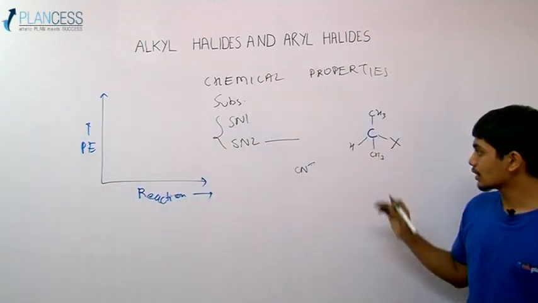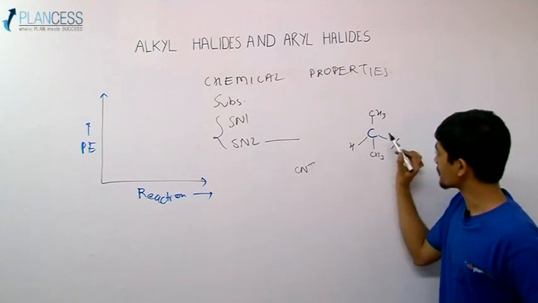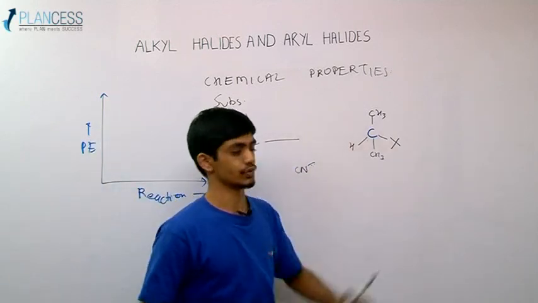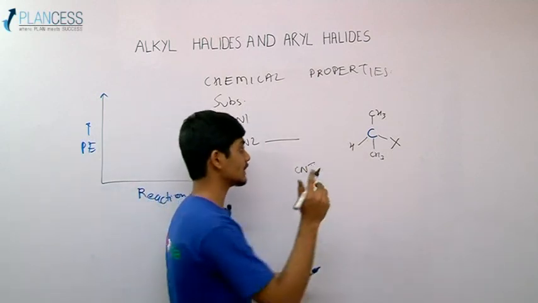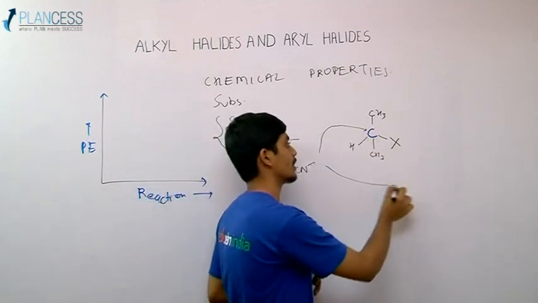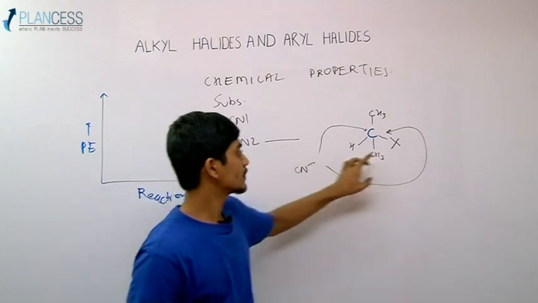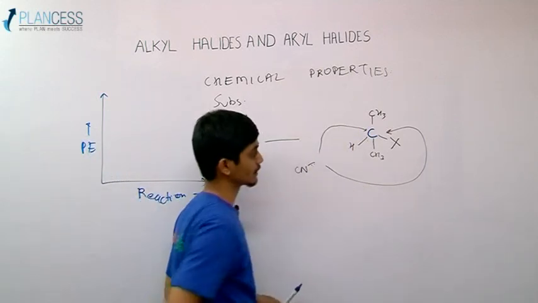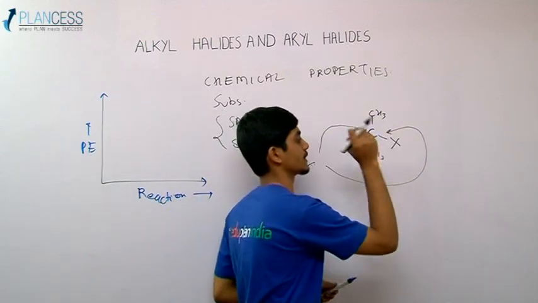Fine. So now what should happen over here? This CN minus approaches this carbon in such a way that it avoids repulsion from all these groups. So it approaches in a direction where the repulsion is minimum. Now if it approaches from the opposite direction, it faces a lot of repulsion from the alkyl halide, and hence it approaches from the back direction. It is almost opposite to the direction of the halogen atom.